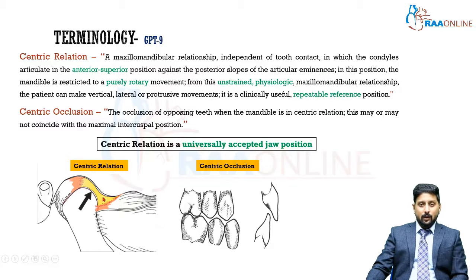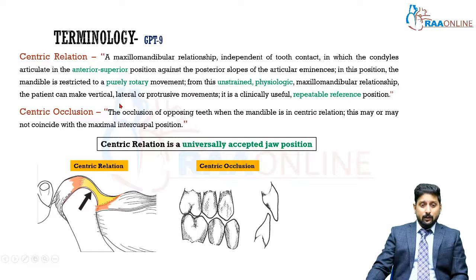Now this is your articular eminence. Here you have the anterior slope and here you have the posterior slope. This is the condyle of the mandible. Now this condyle is not articulating with the superior-most position of the articular fossa, right? It is going to articulate with the posterior slopes and it is oriented in an antero-superior position.